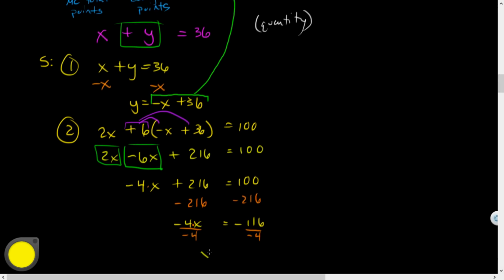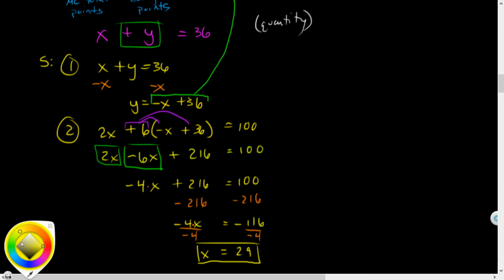Is it 24? No, wait a minute. It's going to be 25 plus 4. 29, I think? But 116 divided by 4 is 29. Well, negative divided by negative became positive. Negatives here, negative there, negative becomes positive. So this is what x equals, but that's only half of our answer.